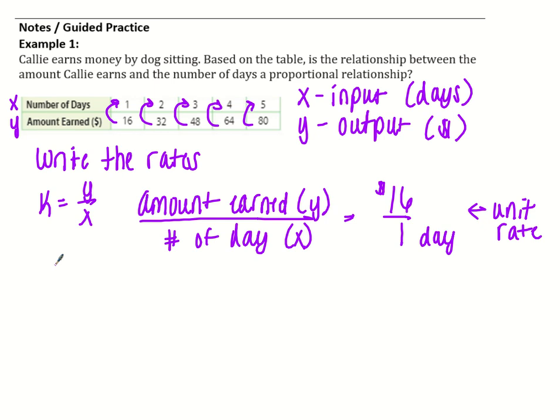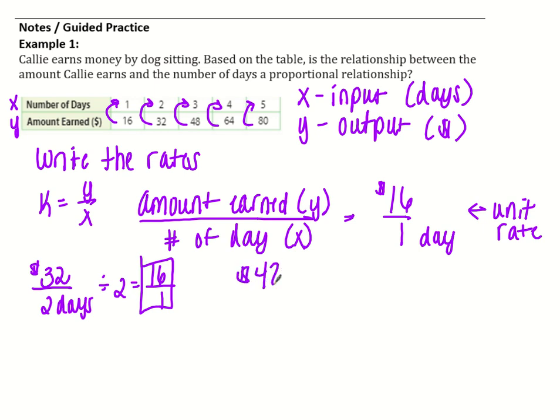So then if we look at these, I'm going to look at my second rate of change. $32 are earned for 2 days of work. Well, if I reduce these two down, 32 divided by 2 is 16, and 2 divided by 2 is 1. So again, we are identifying that my second rate of change has the equivalent rate of change as my first one, okay? My next one is going to be the 48. So for $48, that was 3 days of work.